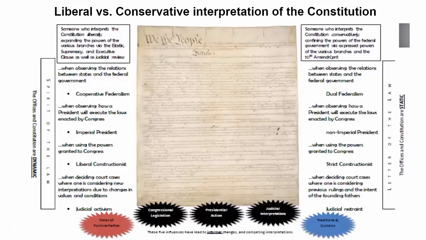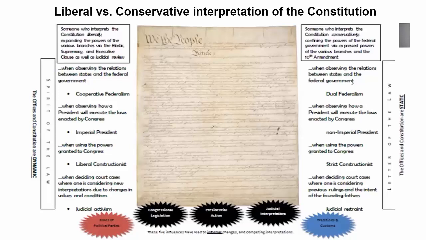A conservative interpretation obviously is going to view the Constitution in a different way. They're going to look more at the idea of expressed powers. They're really going to look at the 10th Amendment and the powers reserved to states there, and they're going to point to those sections as significant pieces of the Constitution.